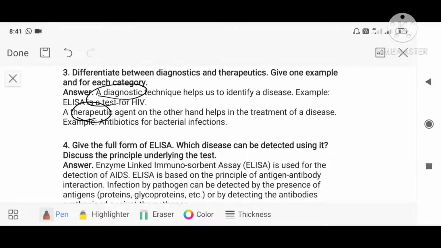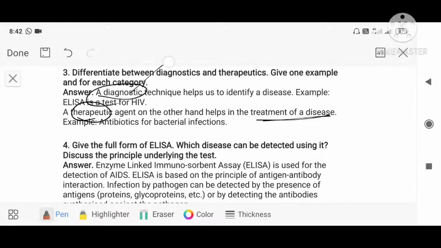So, I am now having a disease, I know that I am having a disease. Now, how to treat that disease? That is therapeutics. So, diagnostic is to find out whether I am having a disease, therapeutic is to treat the disease, how to treat the disease. Okay, the ways to treat the disease.